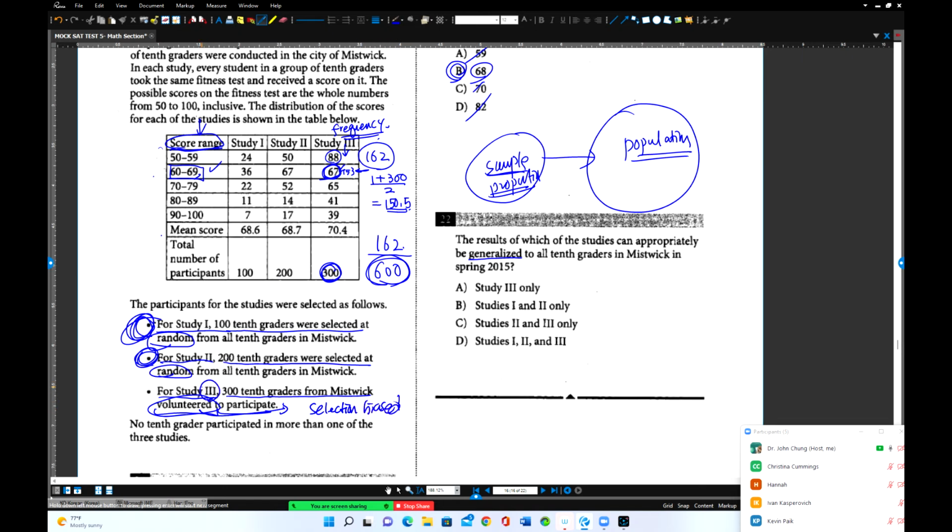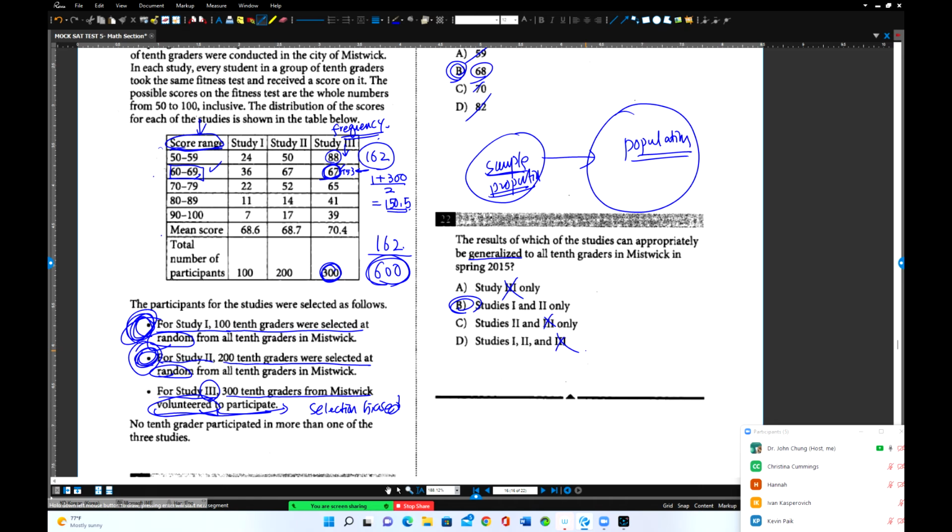So in study 3, the data cannot represent the data of the population, okay? So only study 1 and 2 generalize. Study 1 and 2 only. 3 is not good, because the sample is not random, okay? Any result from a sample cannot represent the result of the population, because that is not a random sample. That is number 22.